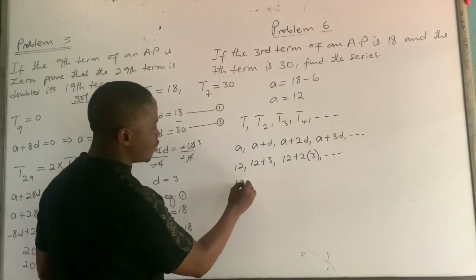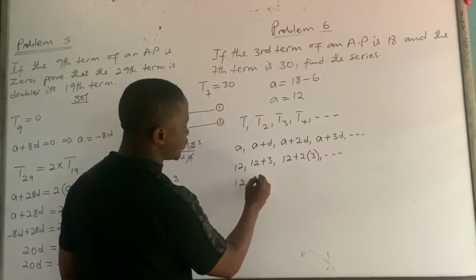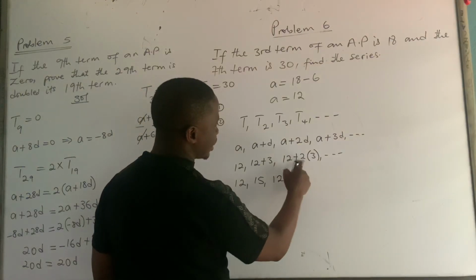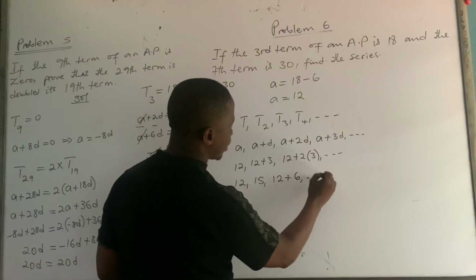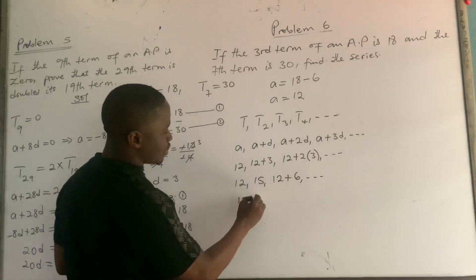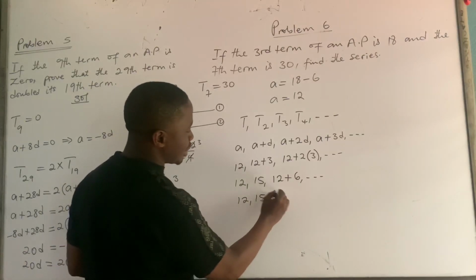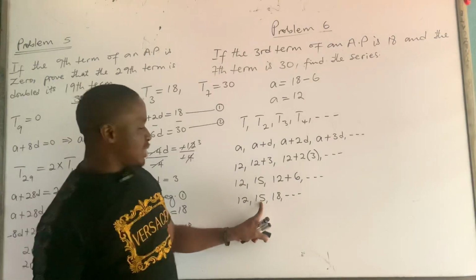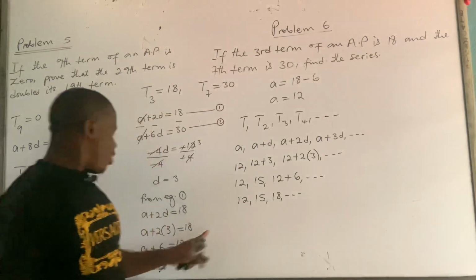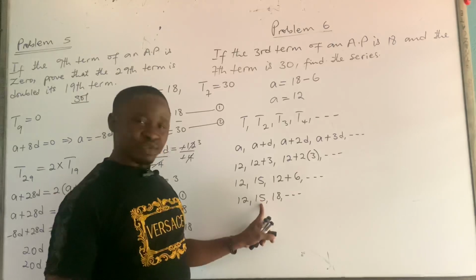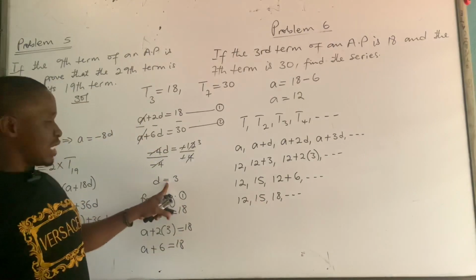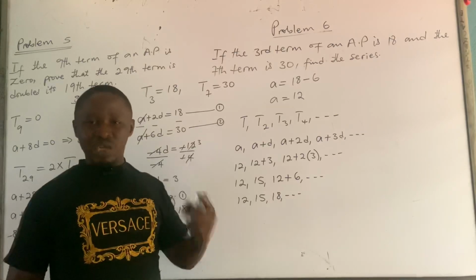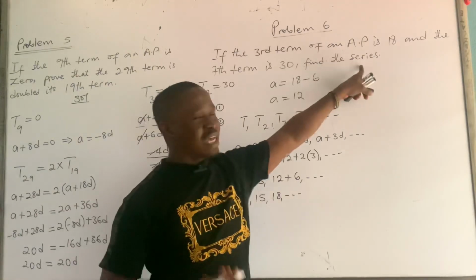So this is 12. This is 15, 12 plus 3. So 12, 15, 18. So we can see that 15 minus 12 is 3, common difference 3. 18 minus 15 is 3, common difference 3. And the first term is 12. But this one is a sequence. What do we want? We need a series.